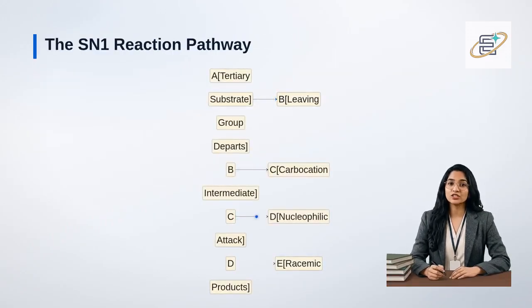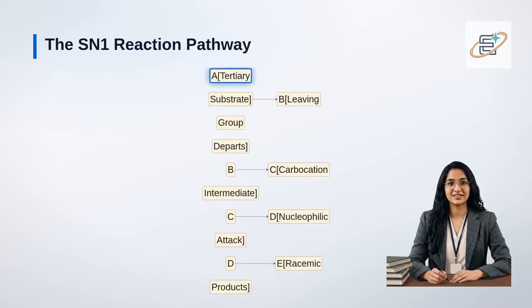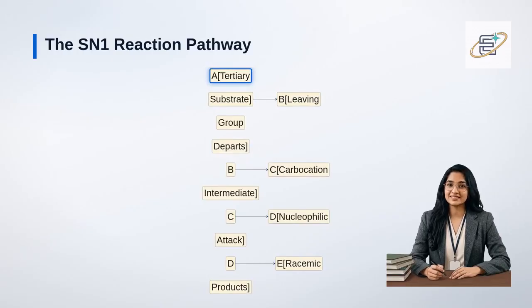Now, let's visualize the exact pathway of an SN1 reaction step by step. We begin with a tertiary substrate. This bulky molecule is perfectly suited for this pathway because of what happens next. In the first rate-determining step, the leaving group departs on its own. This is a slow process that requires energy, but it is absolutely crucial.